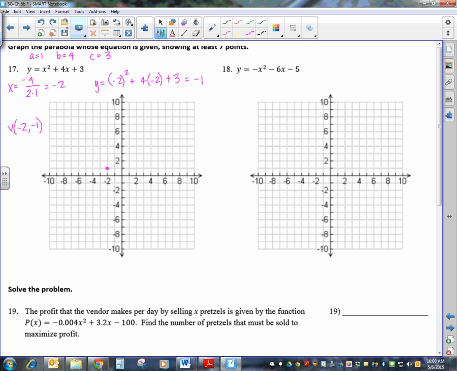No, it's not. I didn't go negative. So what happens when y'all aren't here to tell me? All right, negative 2, negative 1 is right there.